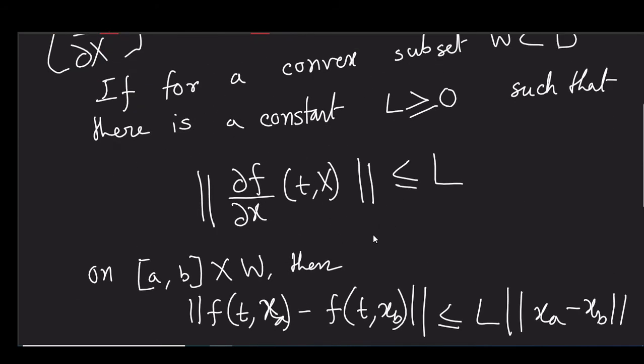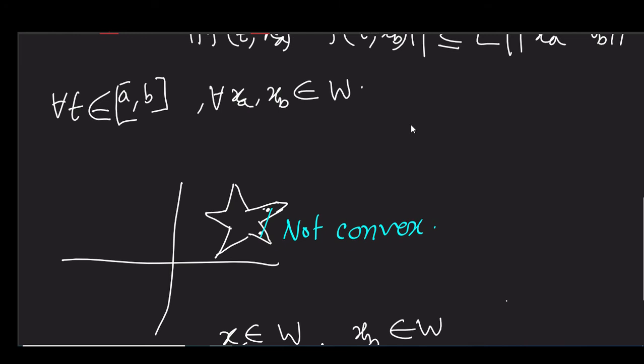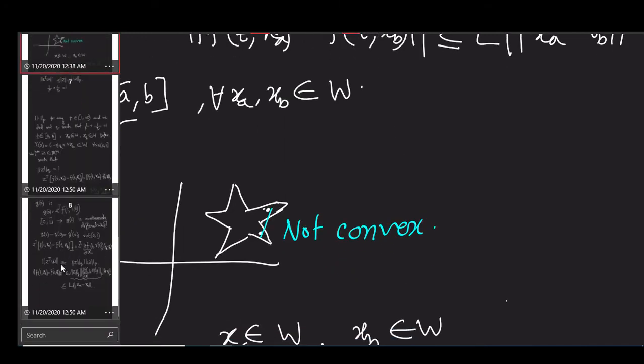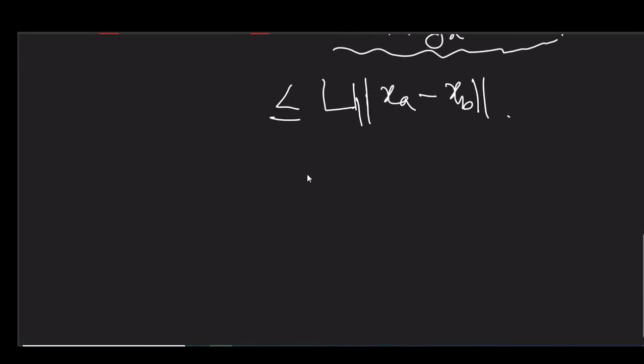Yes, here del f by del x of t comma x is less than or equal to L. So we have already defined that and that gives us this result. Anyway, the idea behind showing you the proof is that it is valid for a single first order differential equation to find out its existence and uniqueness.